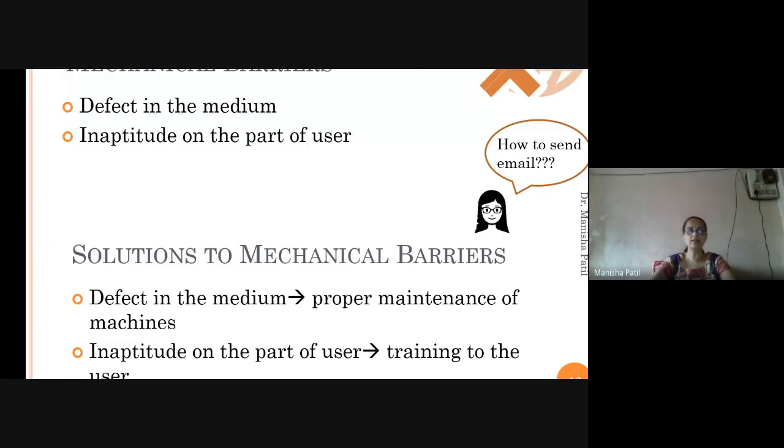Under mechanical barriers, you have only two. First one, defect in the medium. Second one, inaptitude on the part of user. For the first one, you require proper maintenance of machines. For the second one, you require training to the user.